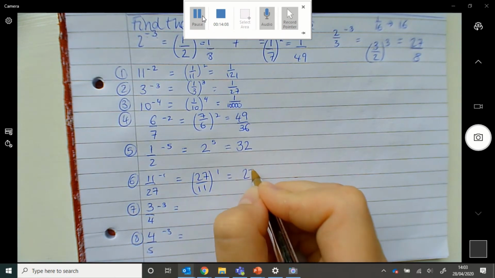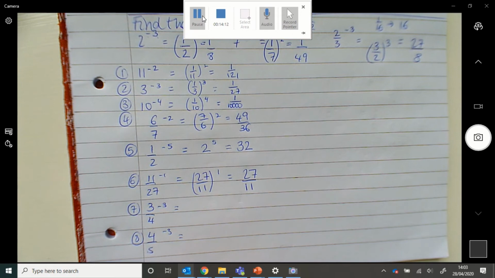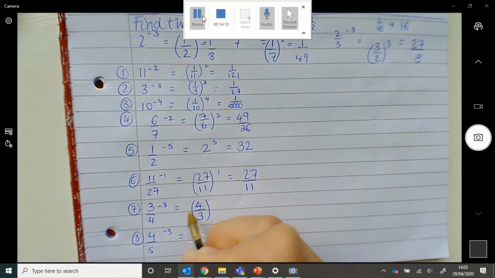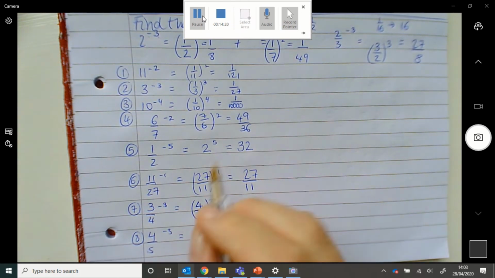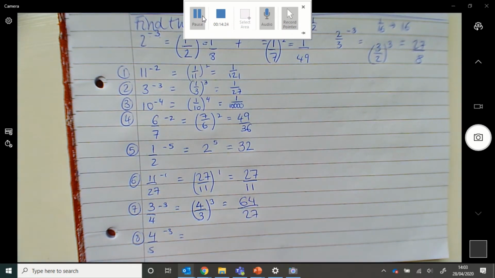Anything to the power of 1 is just itself, so 27 to the power of 1 is 27, 11 to the power of 1 is 11. Question 7, use the reciprocal part first, the negative power, 4 over 3, and then I still got to cube everything. 4 cubed is 64, and 3 cubed is 27.